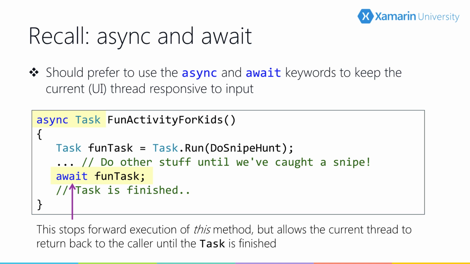What will happen is that the current method will pause forward execution, but the thread itself will continue. It will return to the caller. It will be able to continue responding to user input or whatever is necessary. And then at some later point in time when the task is done, execution will continue with all the code after the await keyword.